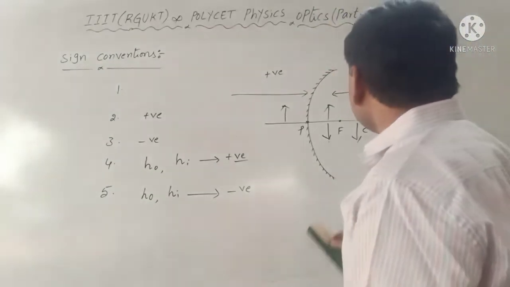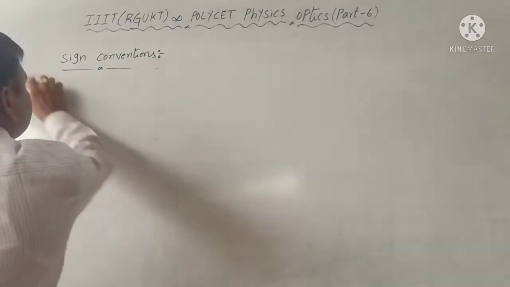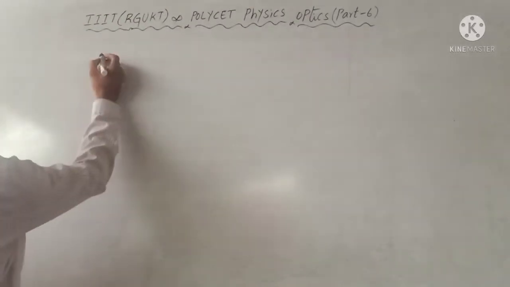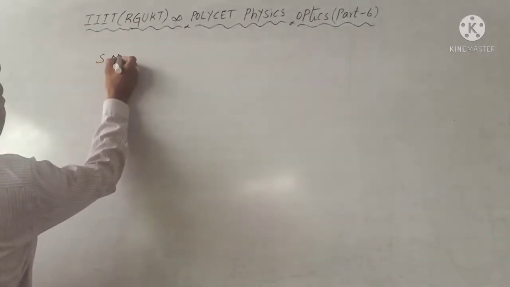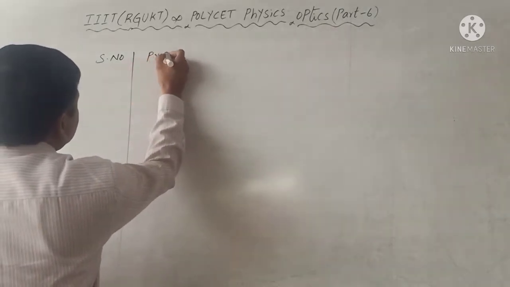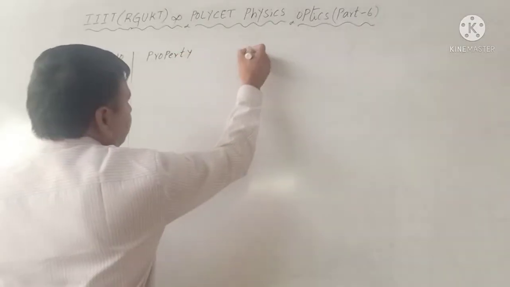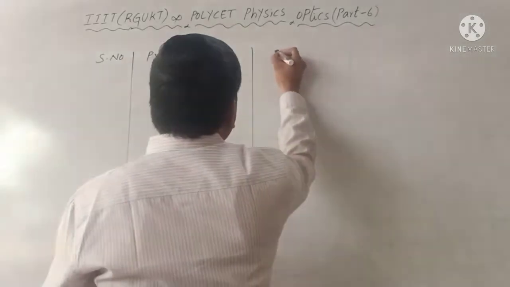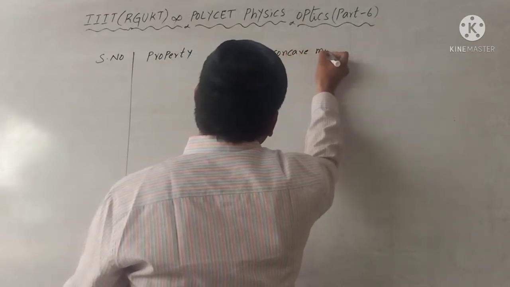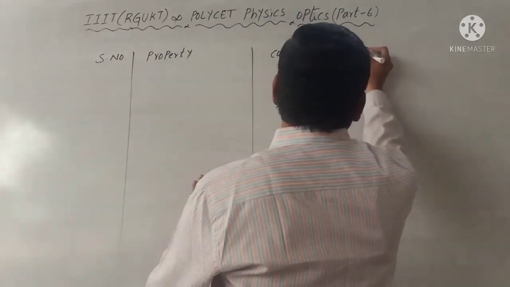After that, I am writing a table: serial number, property, concave mirror, and after that, convex mirror.